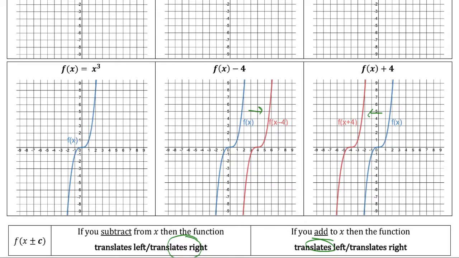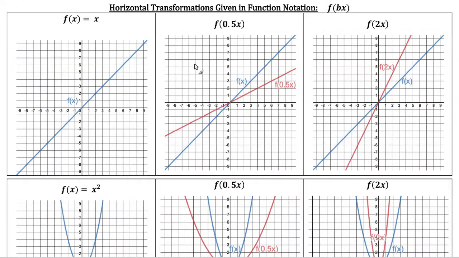All right, let's see what happens when we multiply. Remember, we're multiplying x by a number, by a value. Not f of x. We're not multiplying by f of x. We're multiplying by x.